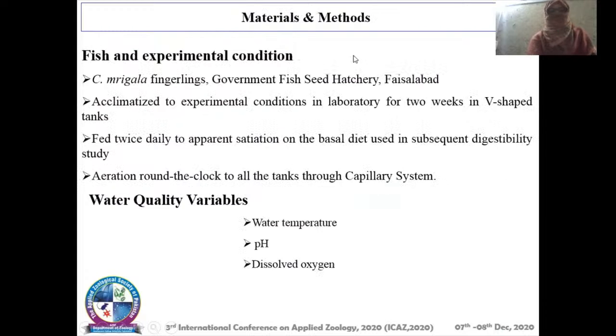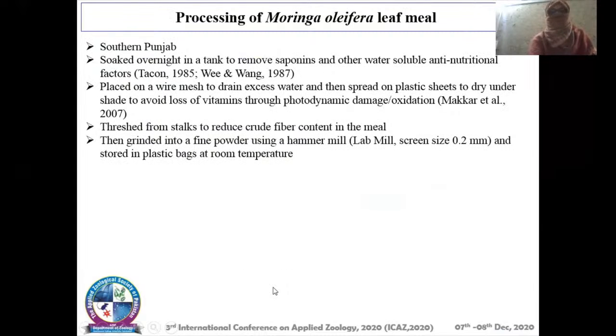Materials and methods, fish and experimental condition. Mrigal fingerlings were bought from the government fish seed hatchery Kasaba. They were acclimatized to experimental conditions in the laboratory for 2 weeks in V-shaped tanks. They were fed twice daily to apparent satiation on the vessel type used in the subsequent digestibility study. Aeration was provided round the clock to all the tanks through the blower system. Water quality variables such as water temperature, pH, and dissolved oxygen were monitored.